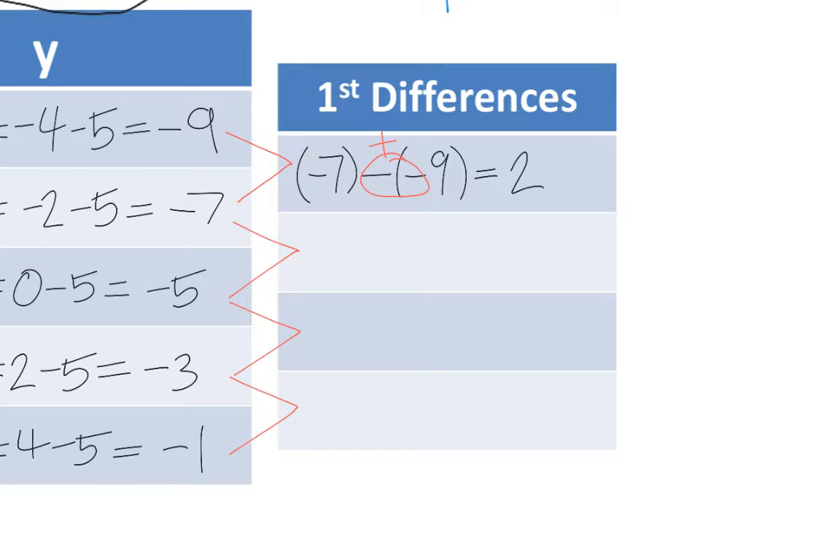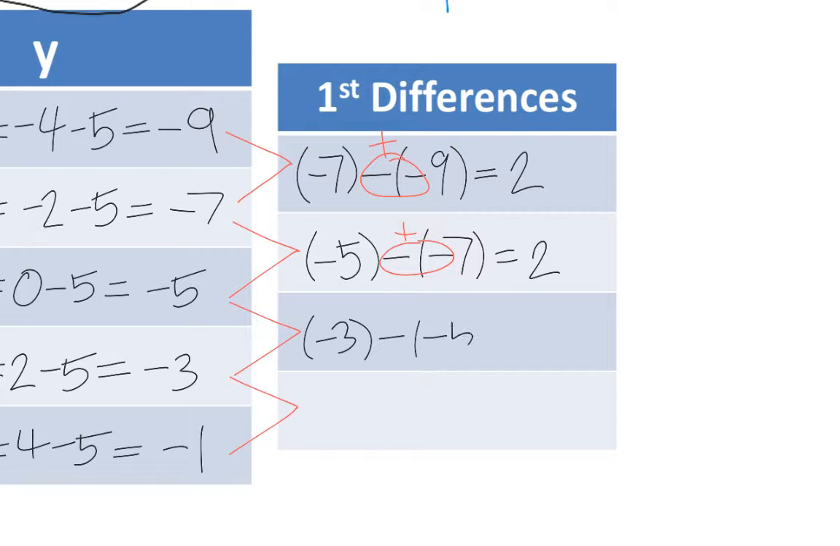We're going to do the exact same thing here. Negative 5 subtract the previous number, which is negative 7. When you have two negative signs, that becomes positive. So negative 5 plus 7 is 2. We're going to do the exact same thing down here. Negative 3 subtract the previous number, which is negative 5. But when you have two negatives together, that becomes positive. So what you really have here is negative 3 plus 5, which is, again, equal to 2.